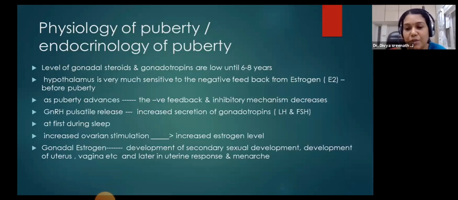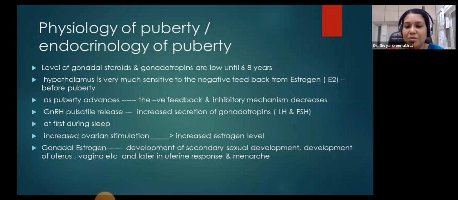Even before this puberty period, during the 6 to 8 years age period, the body is having GnRH and estrogen in low amount. But at that time, the negative feedback of GnRH is very much sensitive. Even a small amount of estrogen present in the body may cause a negative feedback to the hypothalamus. As age advances, this negative feedback also reduces, and there will be gradual production of estrogen hormone.